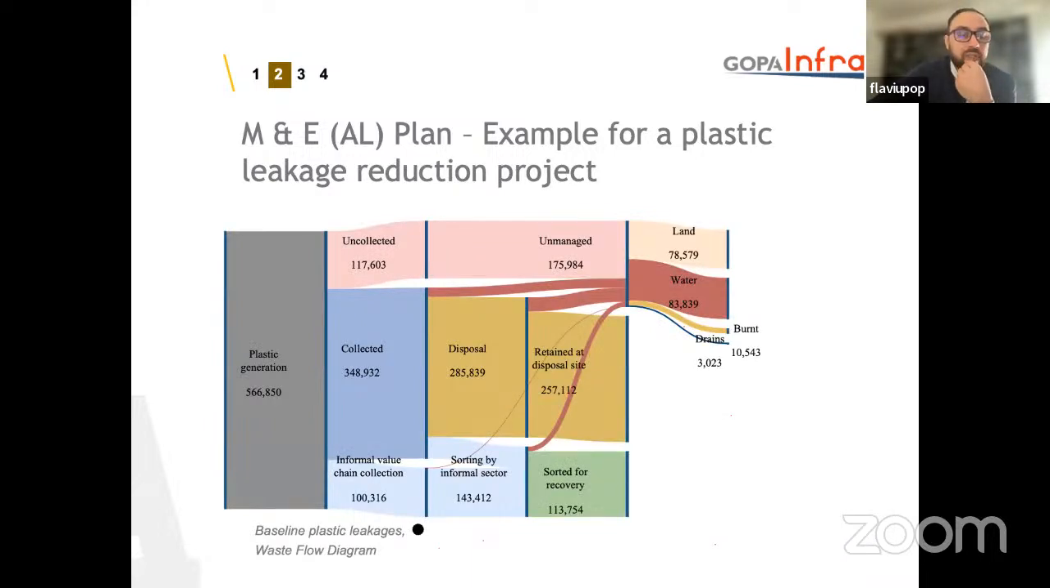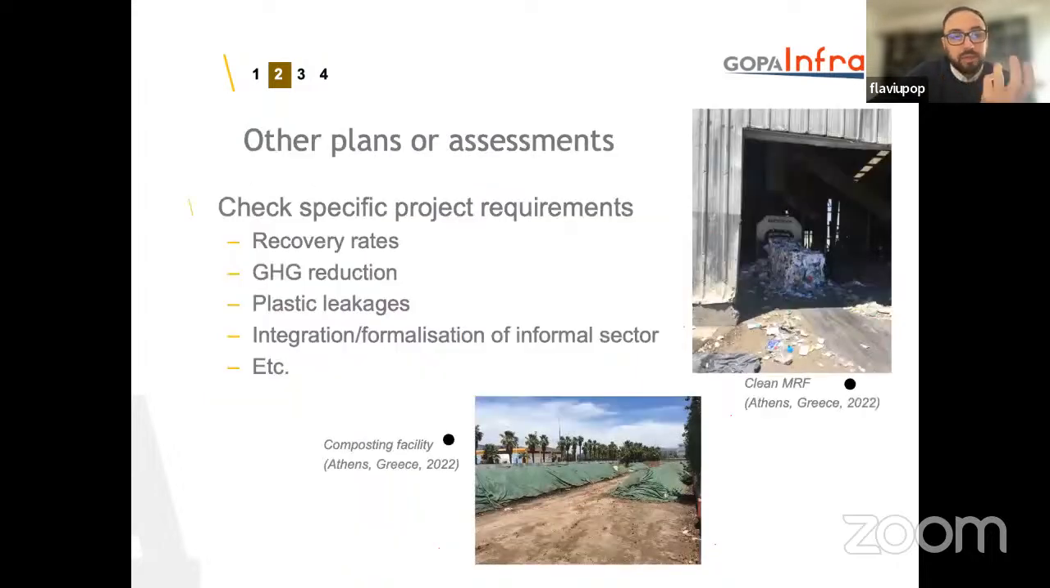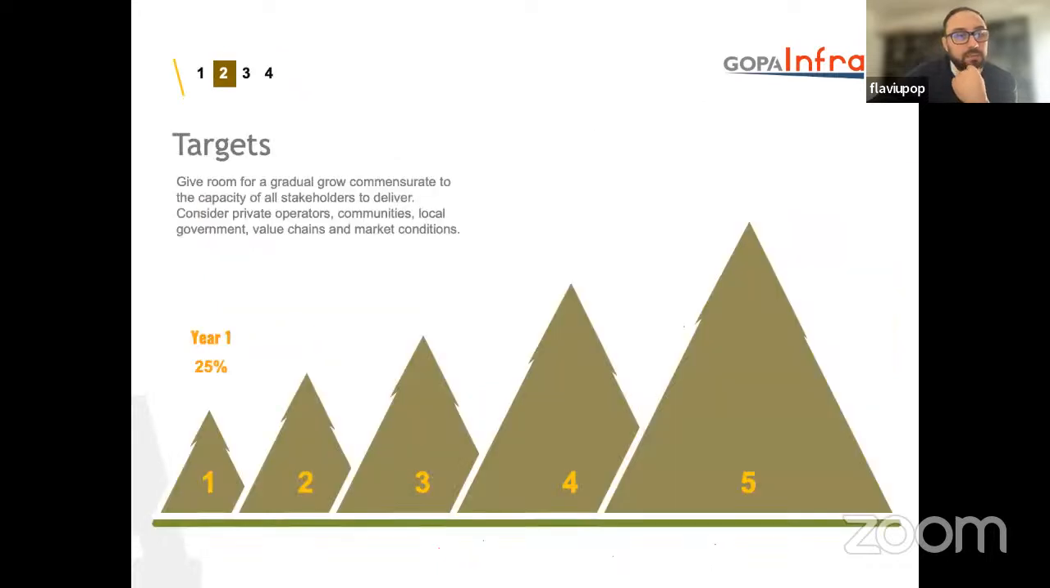Same, for example, if we have a plastic project coming from the plastic leakage side, if we work with the waste flow diagram to set up our baseline, the same methodology can be used later on to see the actual progress, the impact of our project. There might be other assessments as well. It depends really on the type of the project, the funding, etc. In terms of targets, it's really important not to get too ambitious. Please give time to your project to grow, to consolidate. You will rely on collaborations with different operators and stakeholders, so take that into account. It takes time to consolidate all those relations.